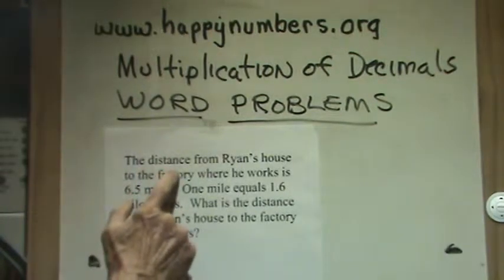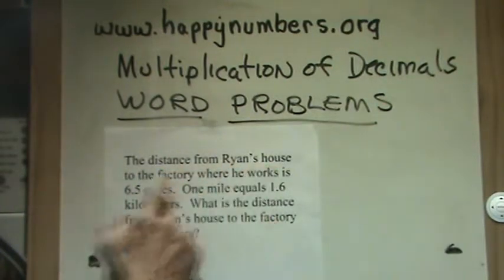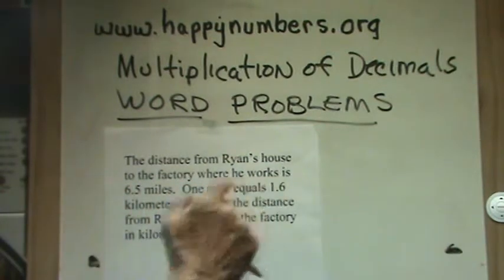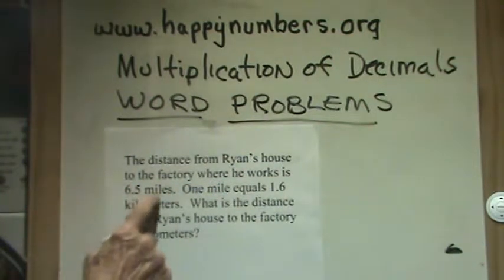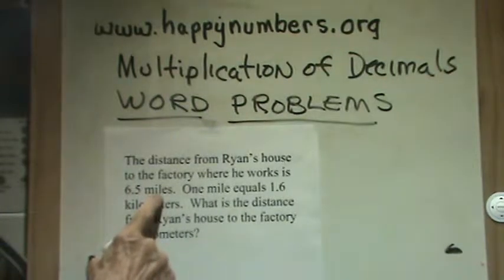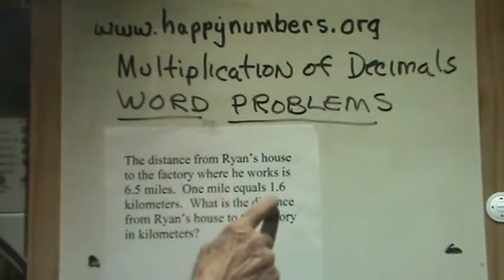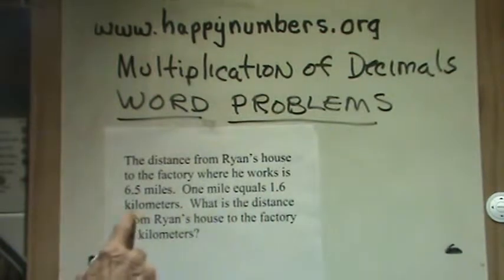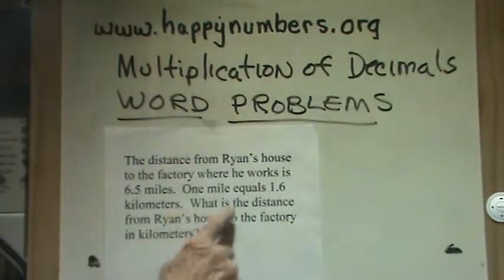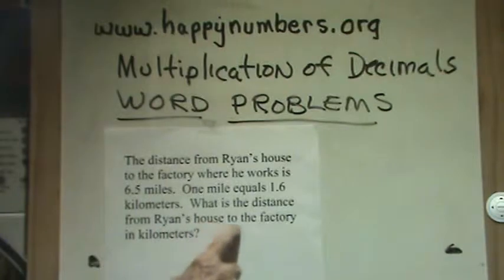The distance from Ryan's house to the factory where he works is 6.5 miles. So from his house to his factory is 6.5 miles. 1 mile equals 1.6 kilometers. What is the distance from Ryan's house to the factory in kilometers?